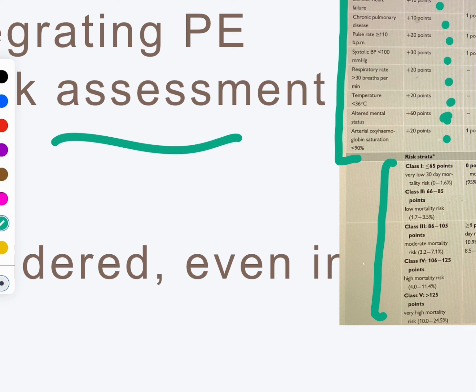It is classified into 5 classes. Class 1 is less than or equal to 65 points, very low 30-day mortality risk of 0 to 1.6%. Class 2 is 66 to 85 points, low mortality risk of 1.7 to 3.5%. Class 3 is 86 to 105 points, moderate mortality risk of 3.2 to 7.1%. Class 4 is 106 to 125 points, high mortality risk of 4 to 11.4%. Class 5 is more than 125 points, very high mortality risk of 10 to 24.5%.